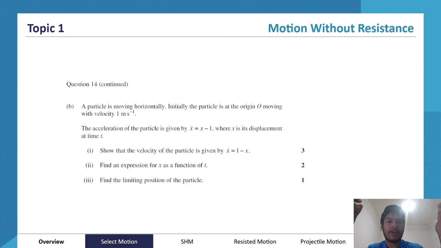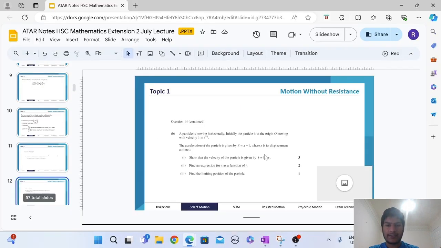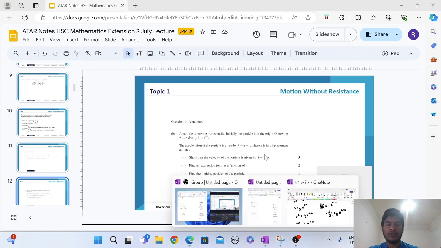But if we're eventually going to try and find a position or a velocity expression at some point, we also have an initial condition, that is initially the particle is at the origin, that is position, with velocity 1 meter per second. So we have a position-velocity relationship in terms of an initial condition. Okay, part one says show that the velocity of the particle is given by x dot equals 1 minus x. Okay, so x dot is just our velocity, right? So we want to try and show that that's equal to 1 minus x if x double dot equals x minus 1. So let's do that.